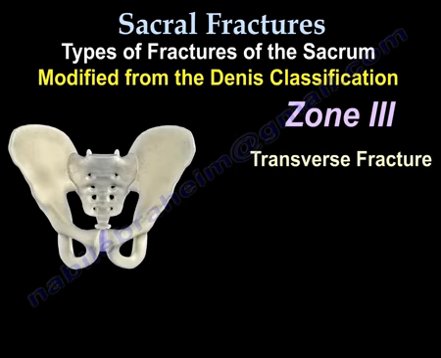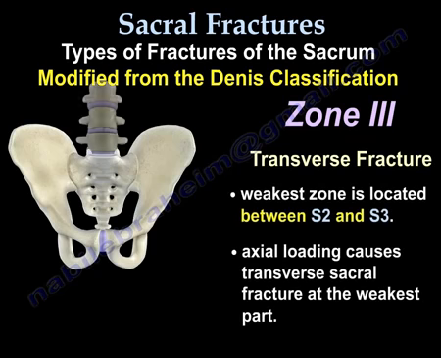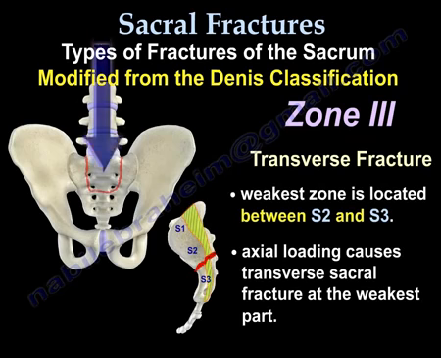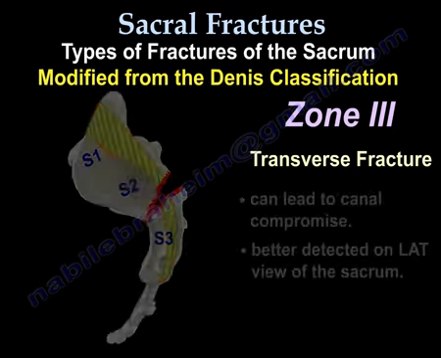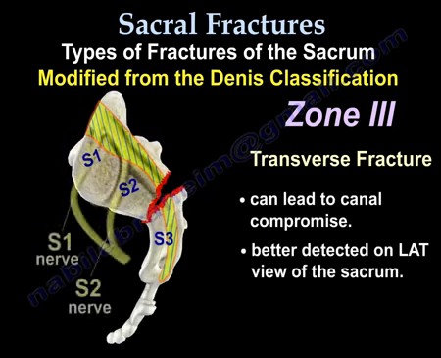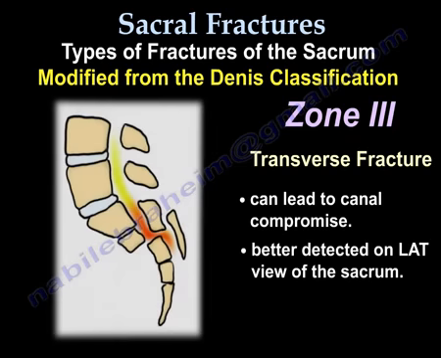Transverse fracture. It is a U-shaped fracture. The weakest zone is located between S2 and S3. The axial load will cause a transverse sacral fracture at its weakest part. It can lead to canal compromise, and it is better detected on a lateral view of the sacrum.